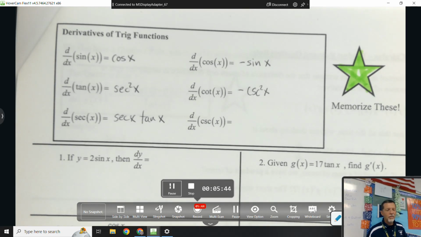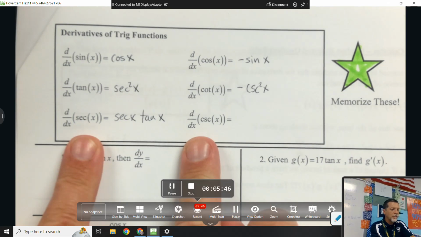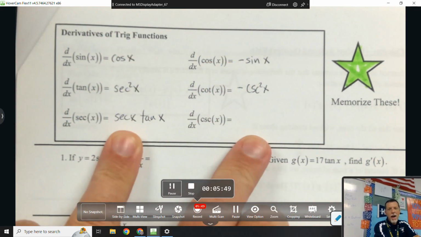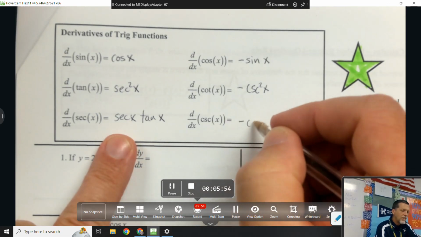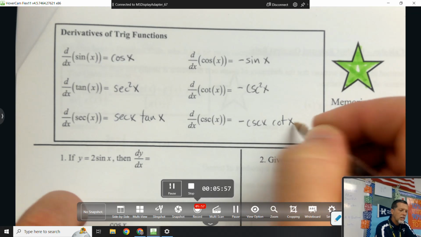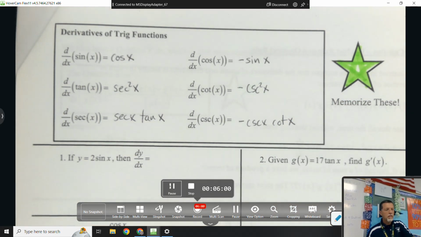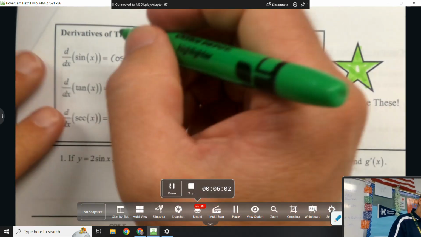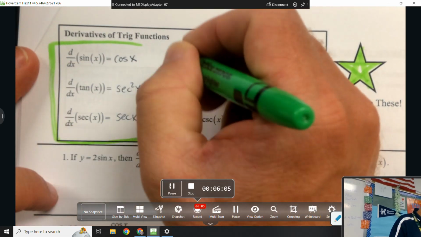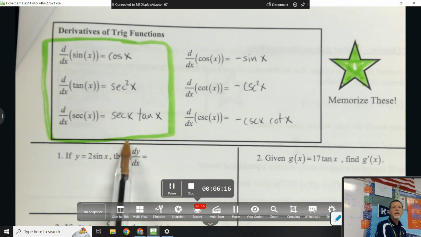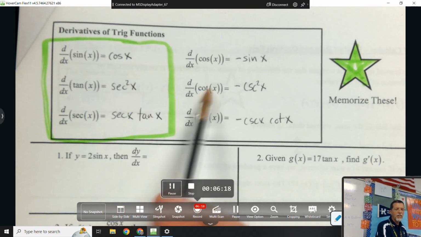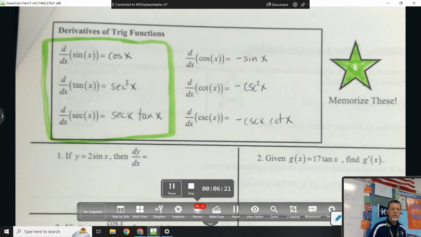Care to take a guess on what the derivative of cosecant is, based on the derivative of secant and the patterns that are happening so far? Negative cosecant cotangent. So you absolutely have to know all 6 of them, but really once you know 3 of them, you can sort of figure out the other 3. So definitely make sure you have those 3 memorized, plus those are more common. But if you have those memorized, then you can figure out the others without too much difficulty.